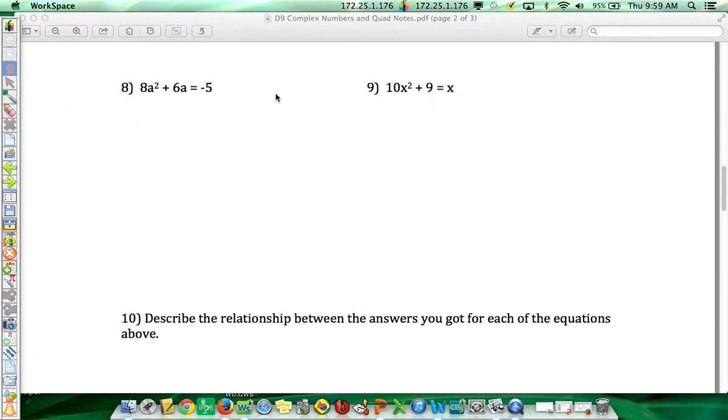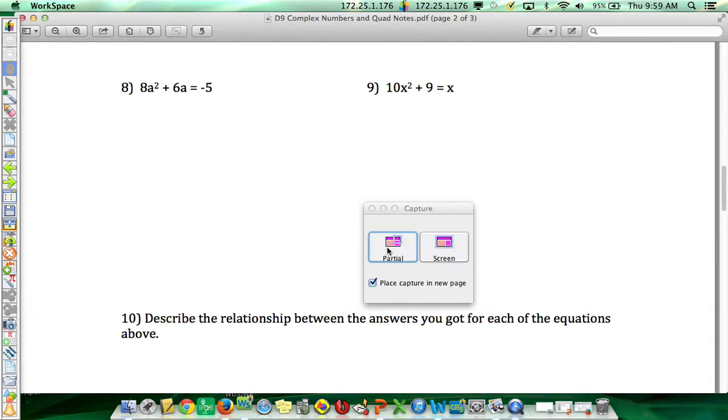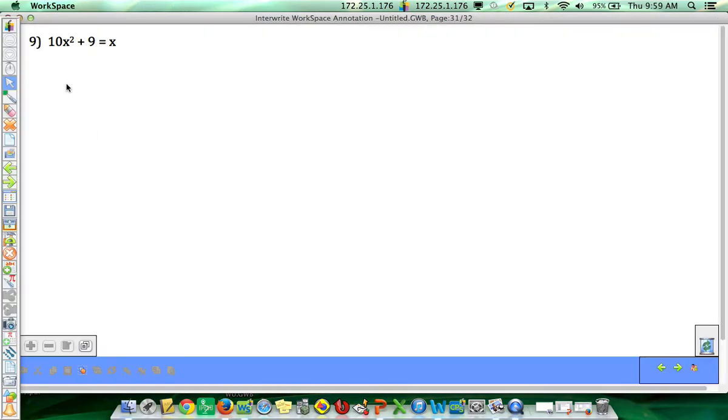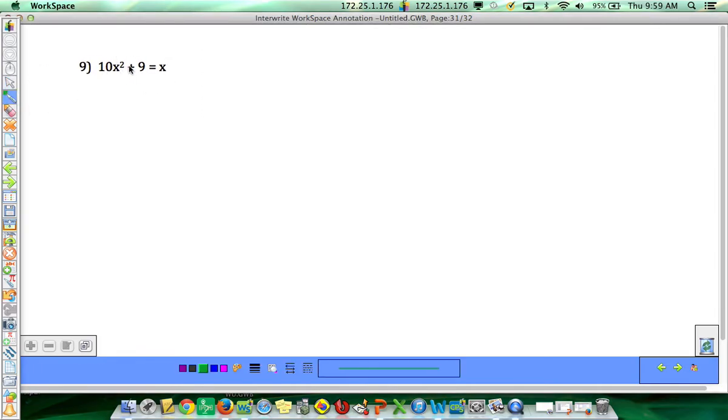Okay, next question, number 9. Okay, same thing here. We got to get all our terms on one side of the equation. So I'm going to move this x over to the other side by subtracting it. And we have 10x squared minus x plus 9 equals 0. Now I've written it in standard form and it's equal to 0. So now I'm ready to use the quadratic formula.